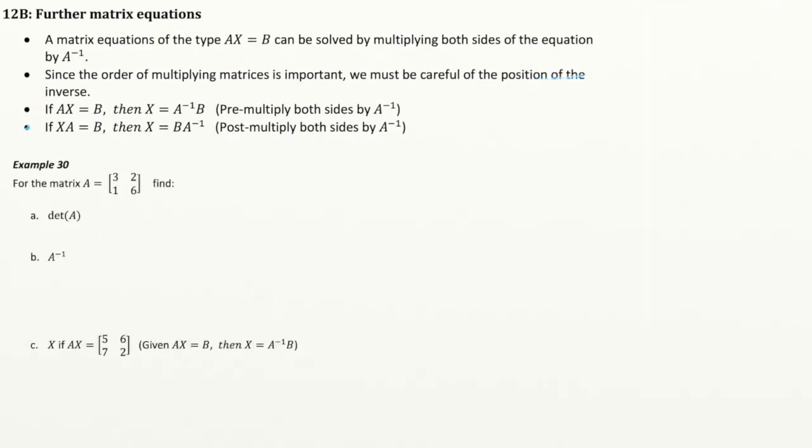So you just really need to be aware of where you multiply your inverse. Alright, so what we're going to do is just try a couple of examples of this whole idea. So for example 30, the matrix A is equal to that, find the determinant, and then find A inverse. So of course all of this can be done by calculator, but for the first example I'm just going to do it by hand, and I'm going to do it pretty quickly.